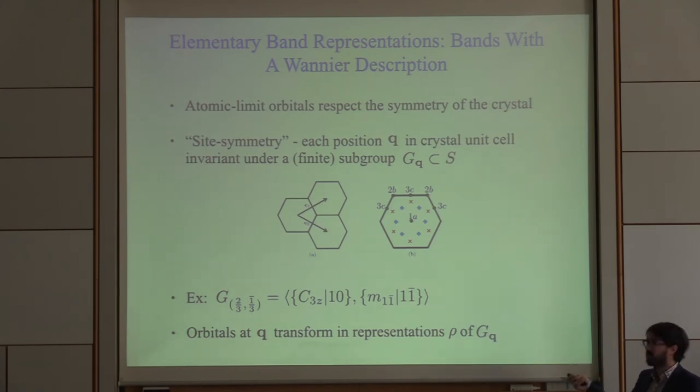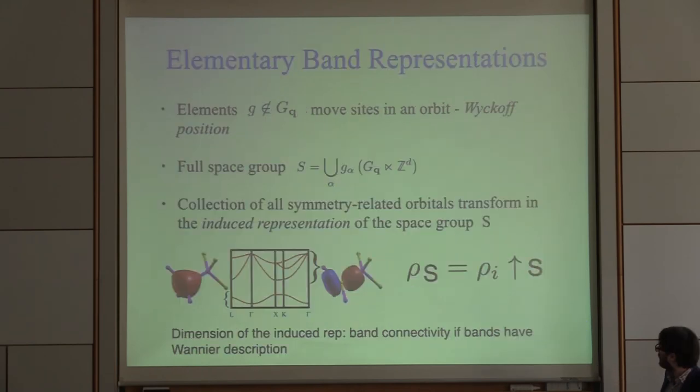Notice how it's changed from momentum space to real space. This is the real space lattice. I put my orbitals here, and I ask, well, what representations do they have? And because of crystal field and other things, all that means is that orbitals here transform into representations of this site symmetry group, which is the stabilizer group of this site, if my orbitals sit here.